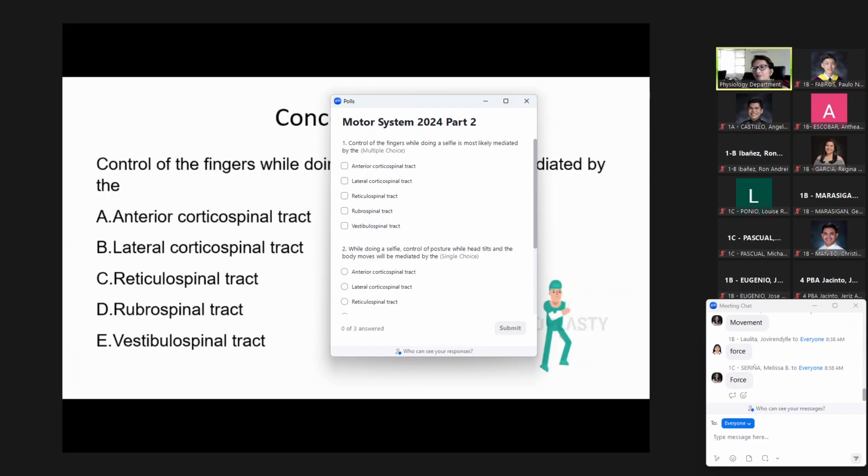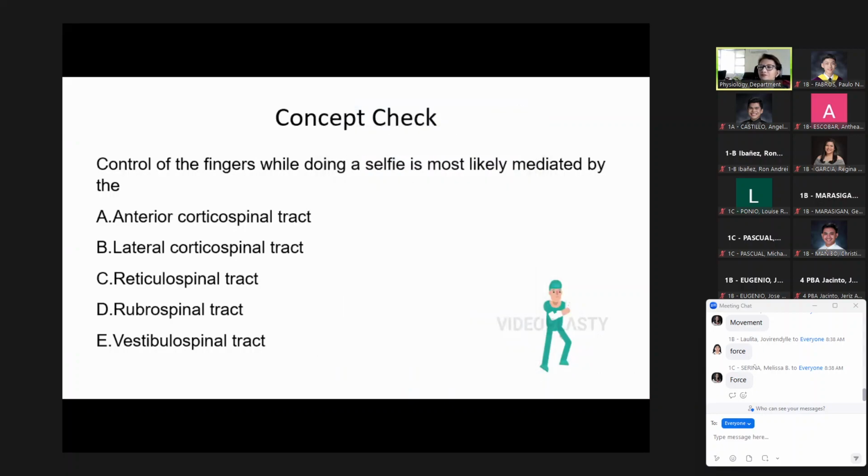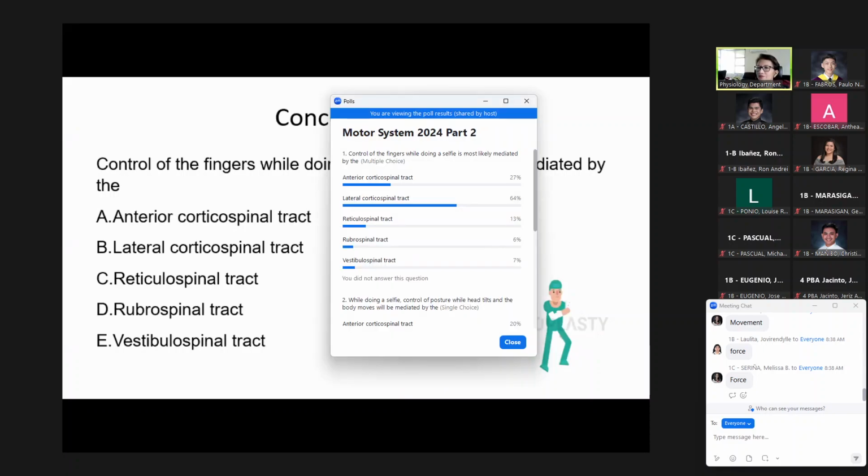Okay, I'll be ending the poll now. It's already 8:55. Share results. Okay, so in number 1, most of you answered lateral corticospinal tract. Okay, so we are now in the descending pathways. If in your general senses you had ascending pathways, here we have descending pathways.